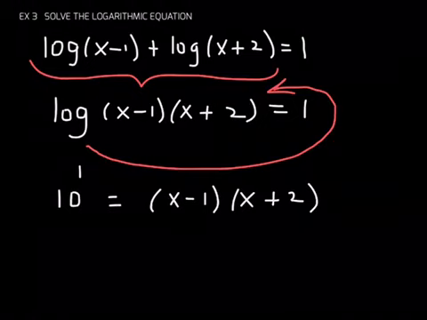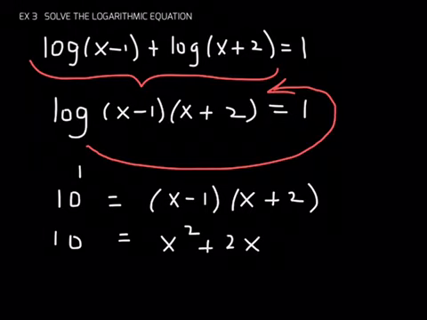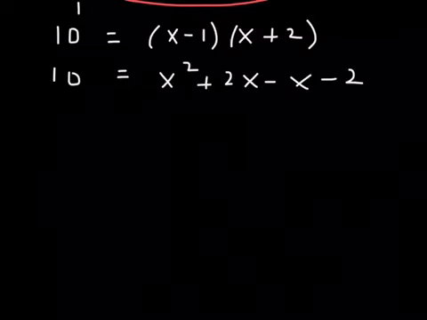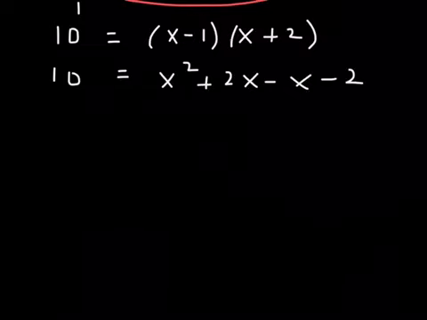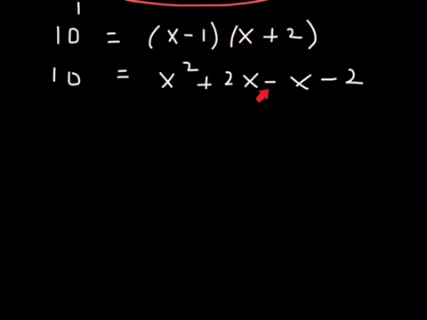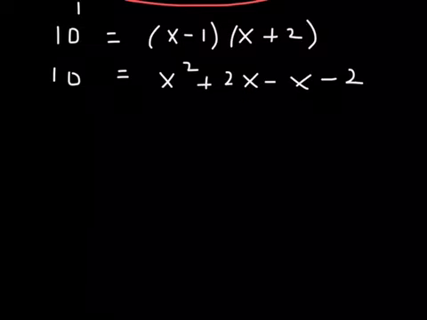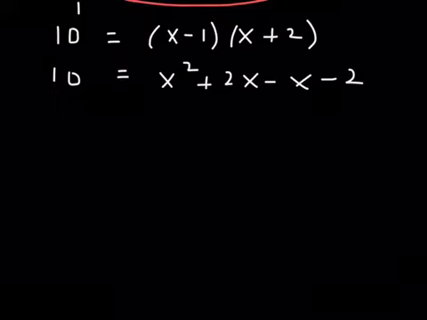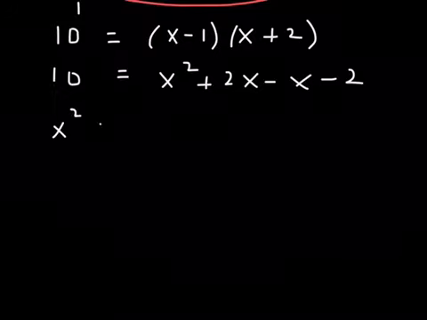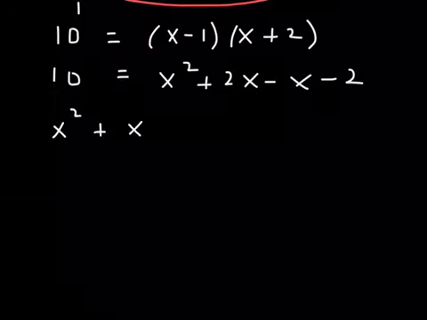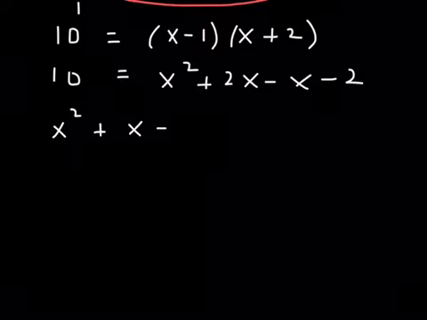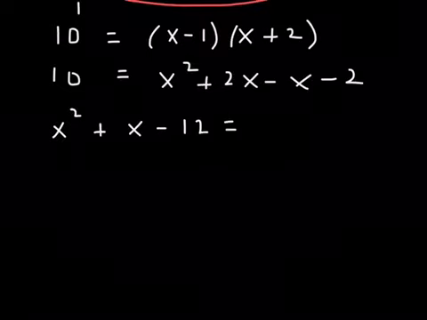Cool? So then this is 10 is equal to, distribute this, you get x squared plus 2x minus x minus 2. Okay? Because this is quadratic, I am going to set it equal to 0. I'm also going to combine these two terms here. 2x minus x gives me just 1x. So then you're going to get x squared plus 1x. And then when I subtract 10 from negative 2, I get negative 12 and set this equal to 0.